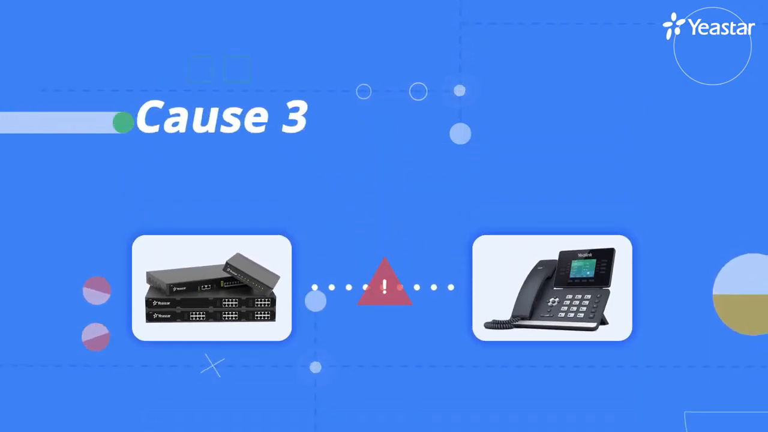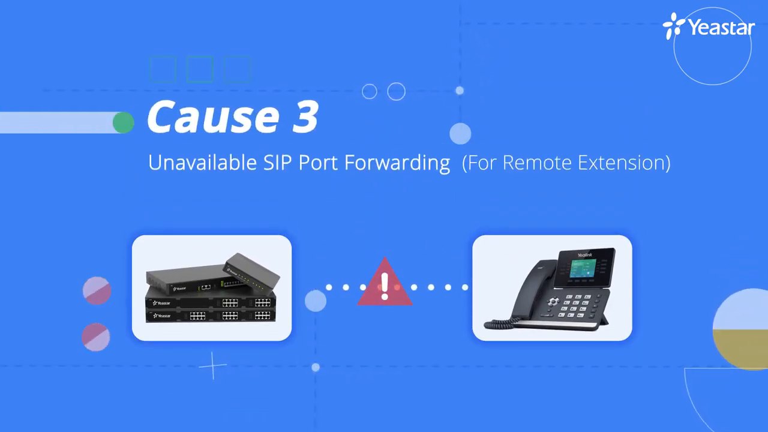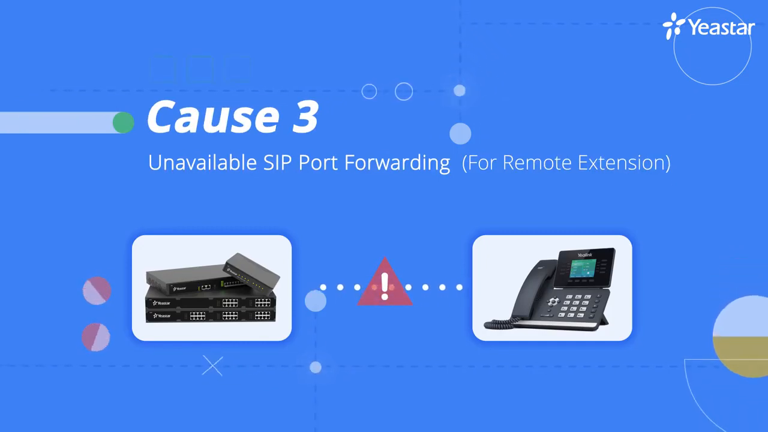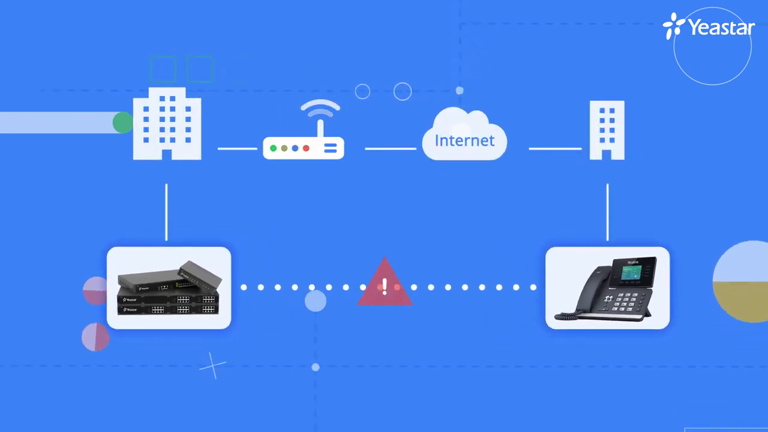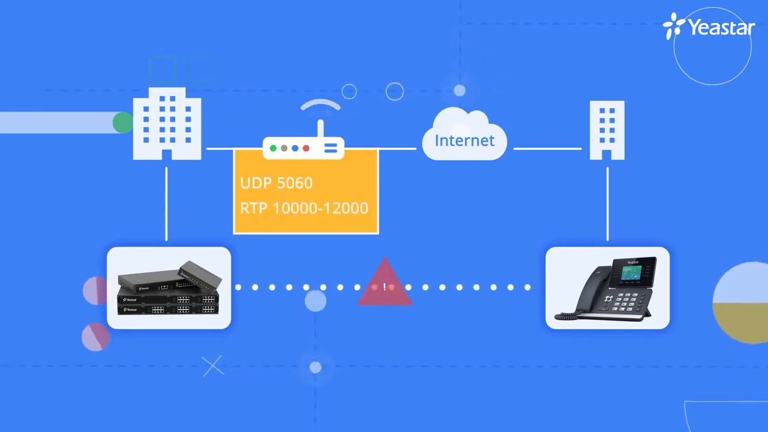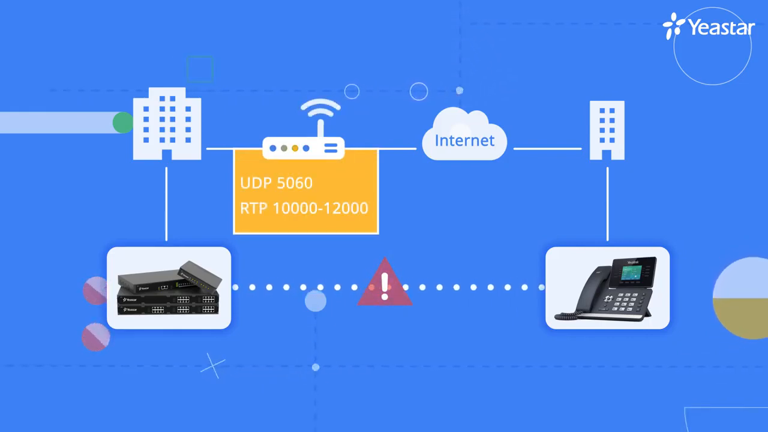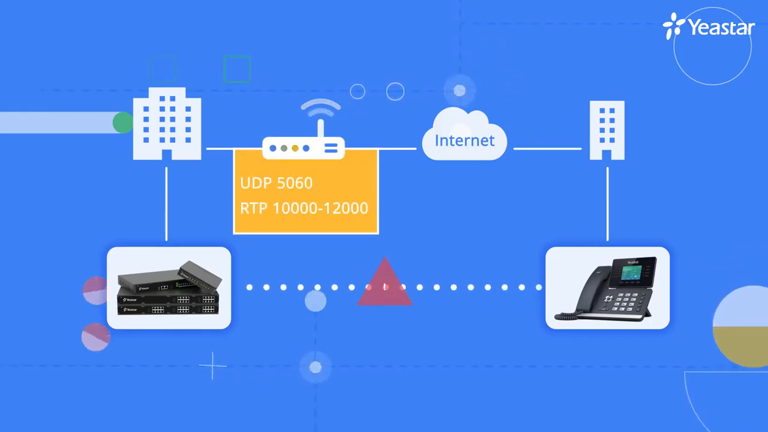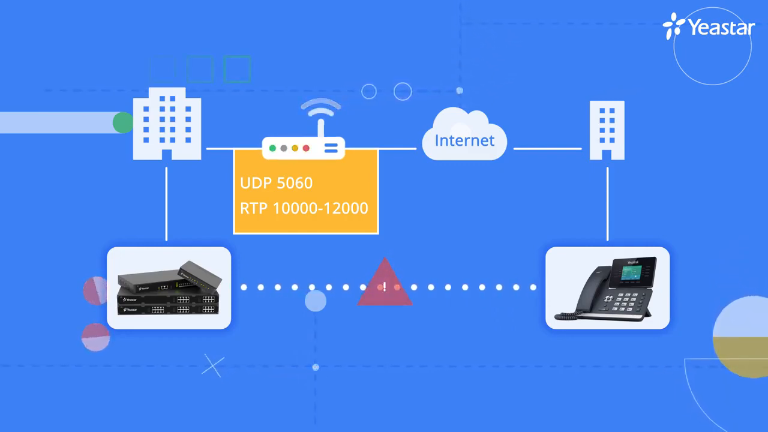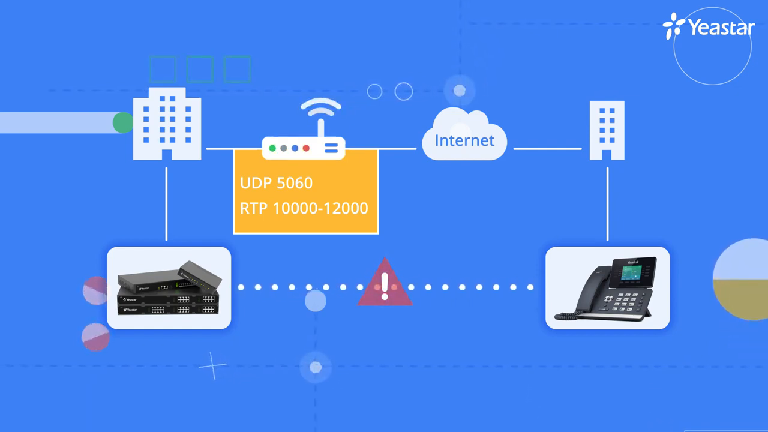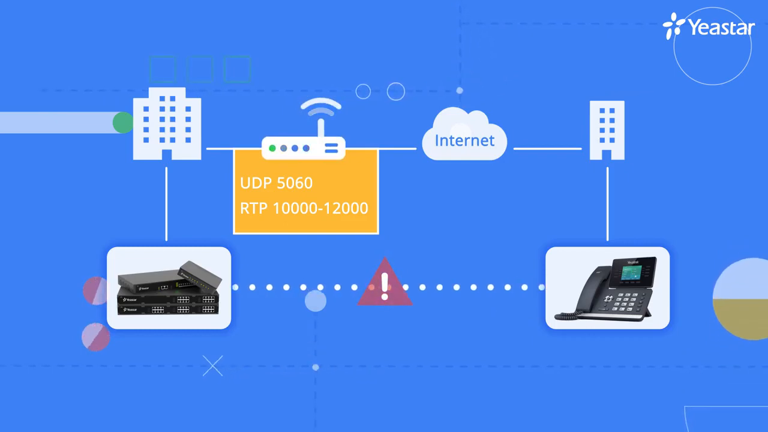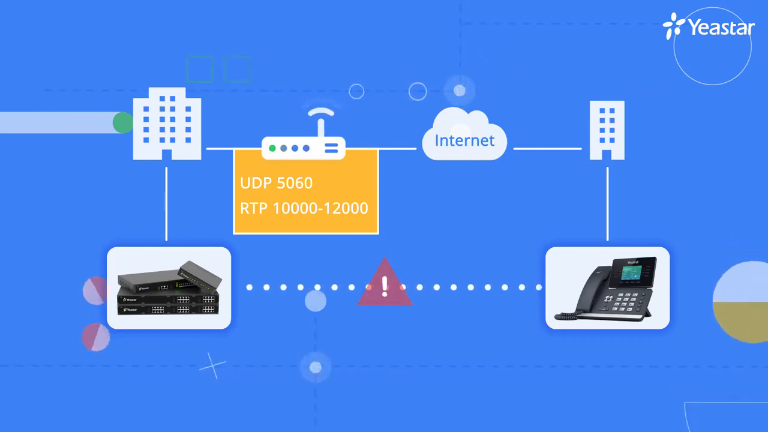Alright, if we're dealing with remote extensions on another branch office, we also need to investigate if the issue is caused by incorrect port forwarding. Please make sure remote phones can be registered. SIP UDP 5060 and SIP RTP 10,000 to 12,000 must be mapped out. If any of these ports are missed, the remote extension will not work properly. And also, as the port forwarding is done on the router, we will need to check the router user guide to see how to configure it on the device that we have.